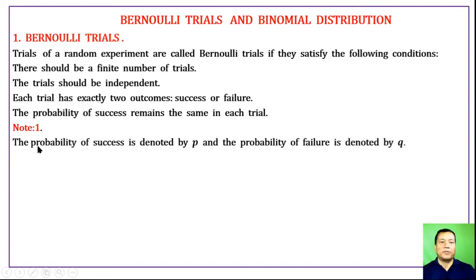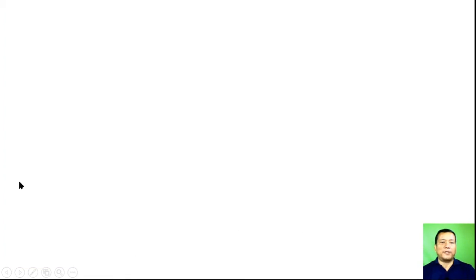Note 1. The probability of success is denoted by small p and the probability of failure is denoted by small q. Thus q plus p or p plus q equal to 1. Remember q plus p equal to 1.